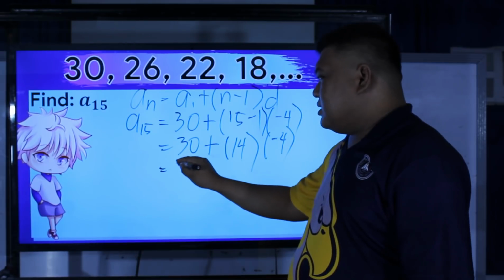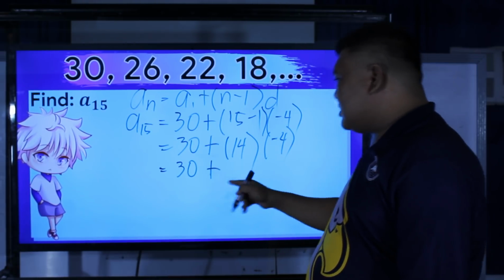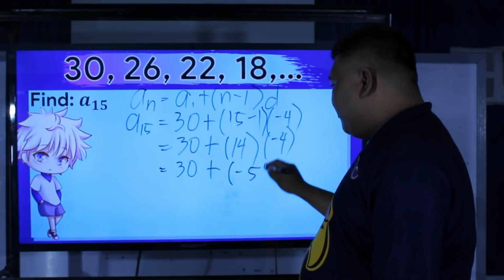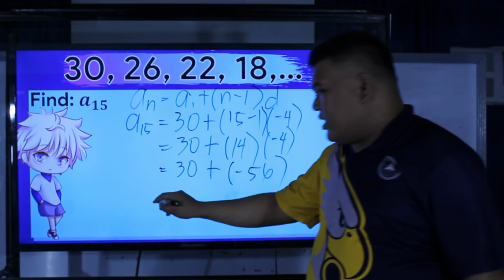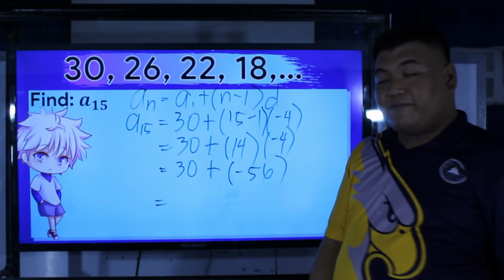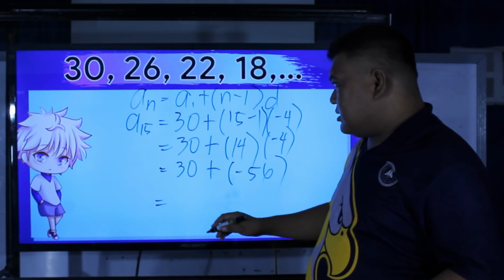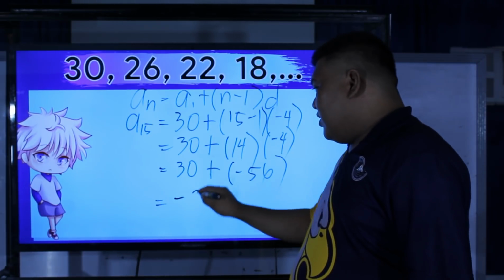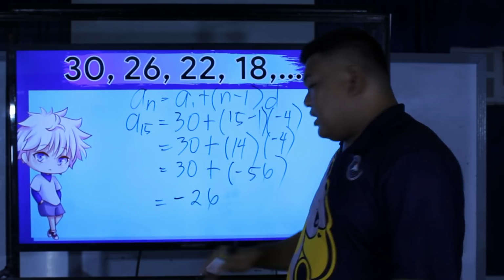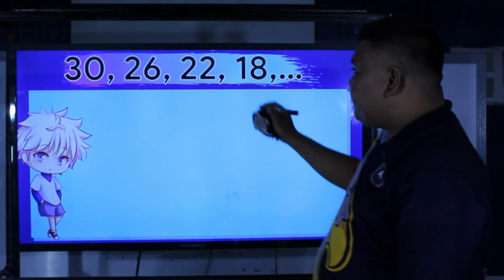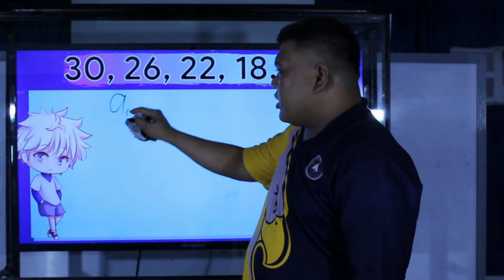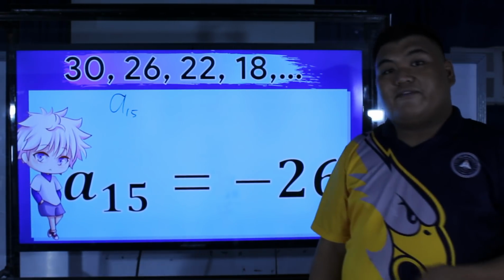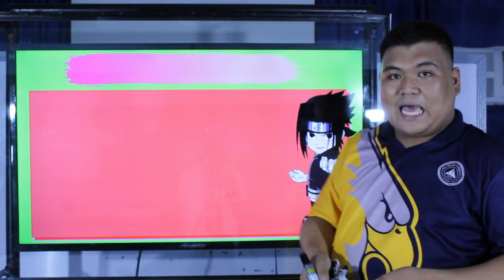So equals 30 plus 14 times negative 4, which is negative 56. And 30 plus negative 56 is negative 26. So therefore, the 15th term of the sequence is negative 26. Okay, so let's have the third example.